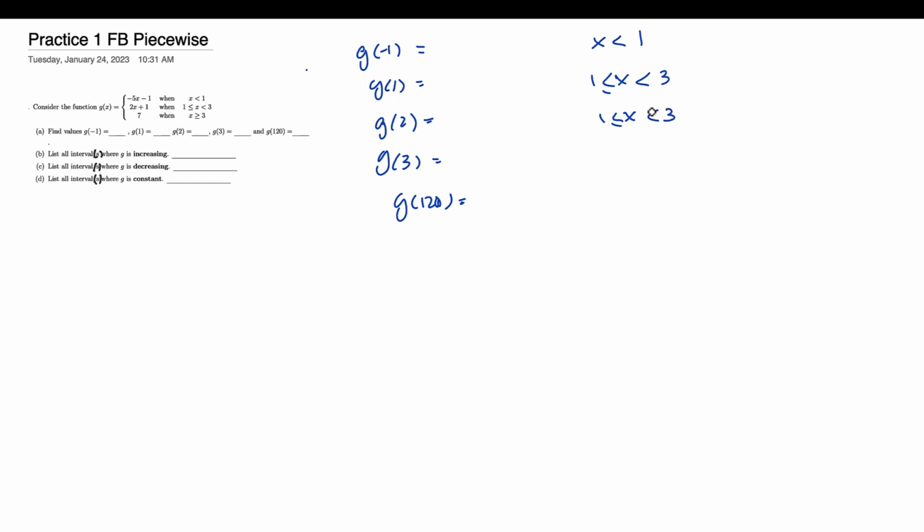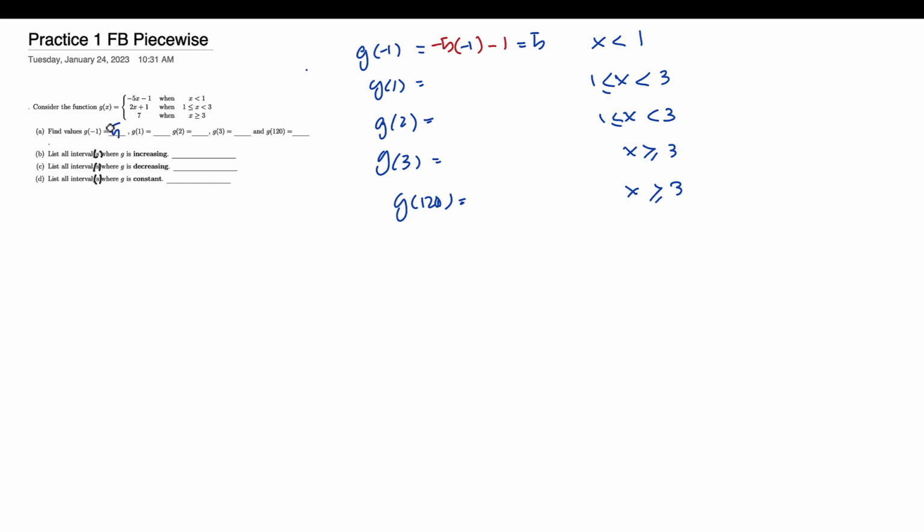Then for 3 also, I realize the 3 is in the third condition, and 120 is also in the third condition. So the first condition, now I plug in -1 in the first condition, and I get -5 times -1, and the final answer is 5.